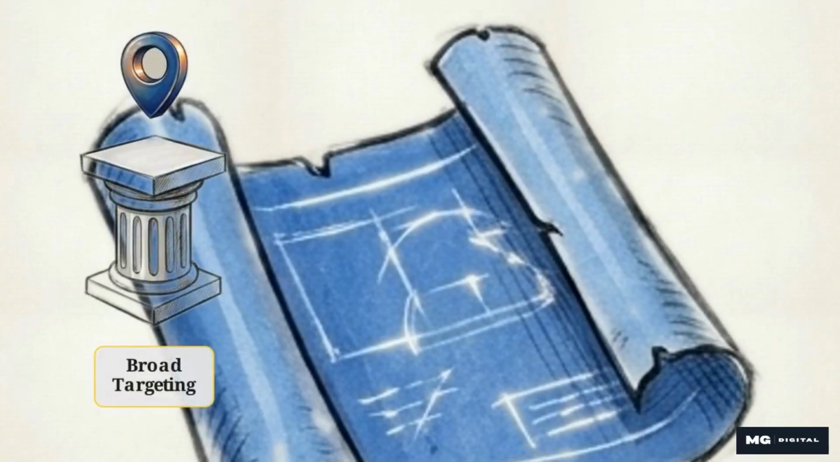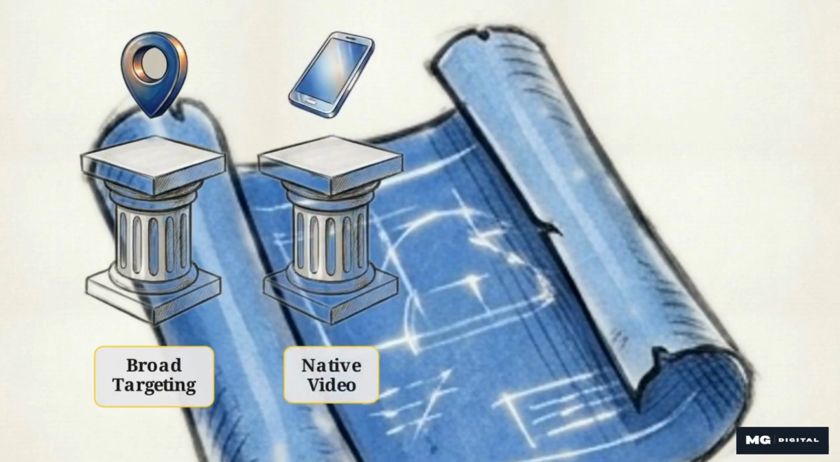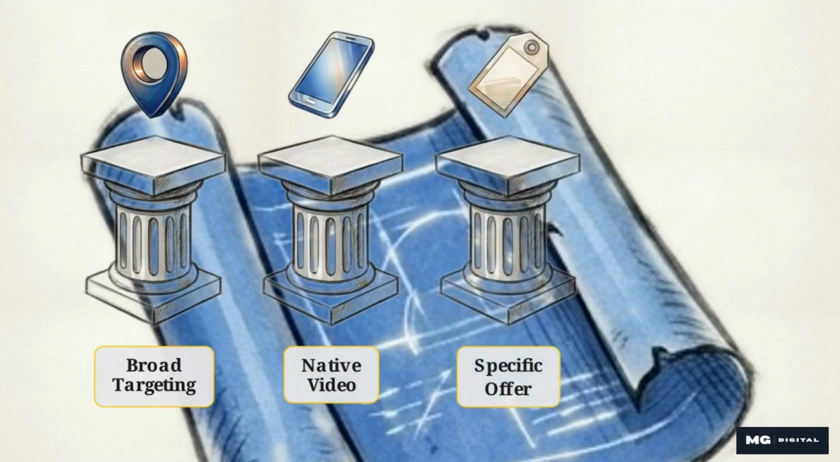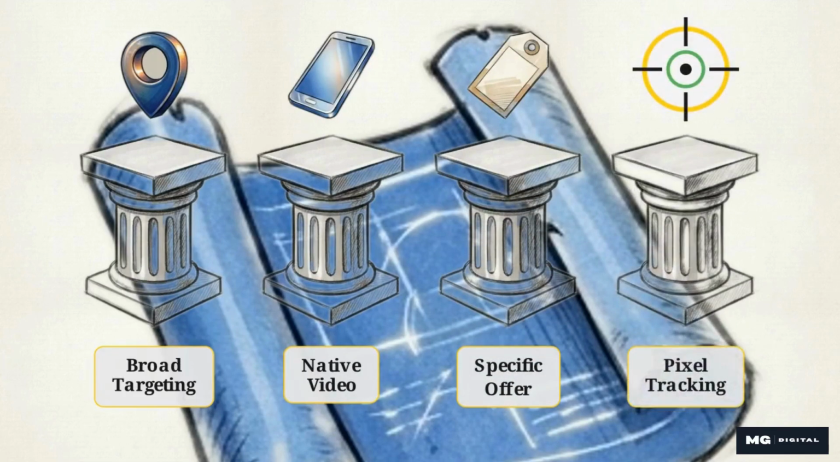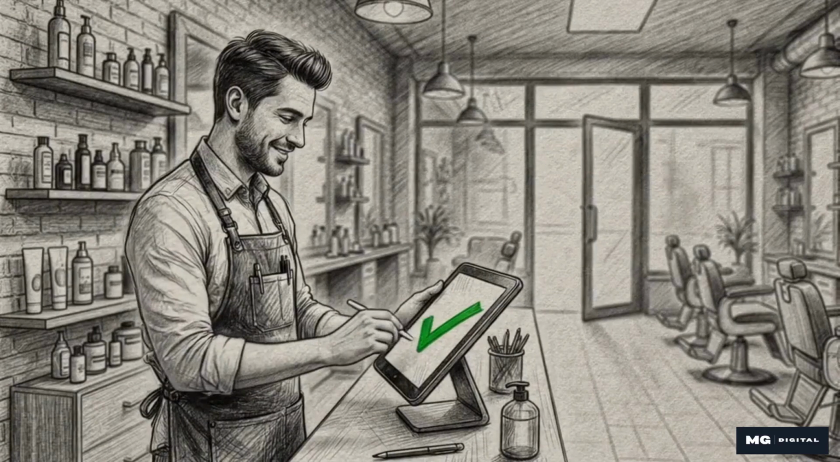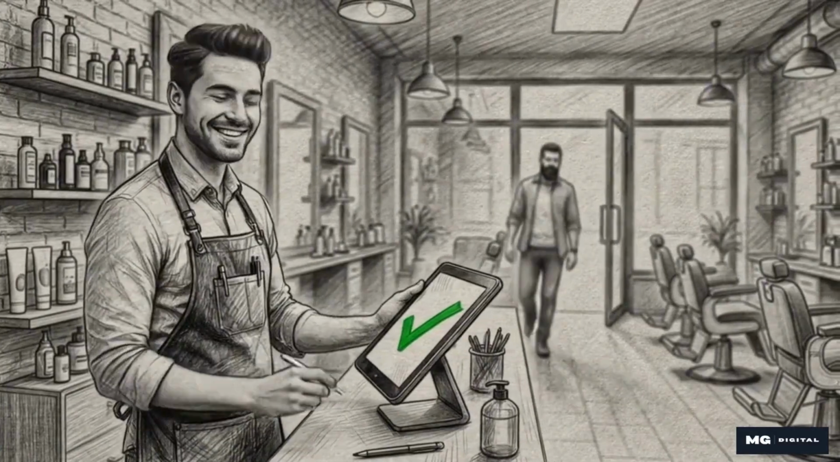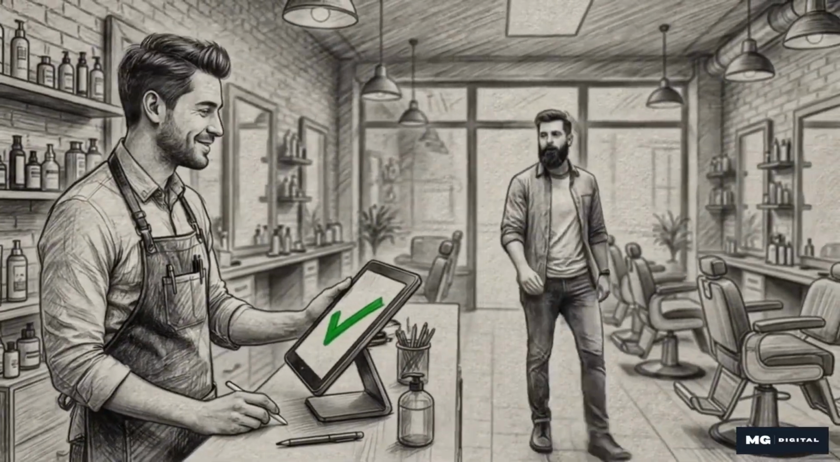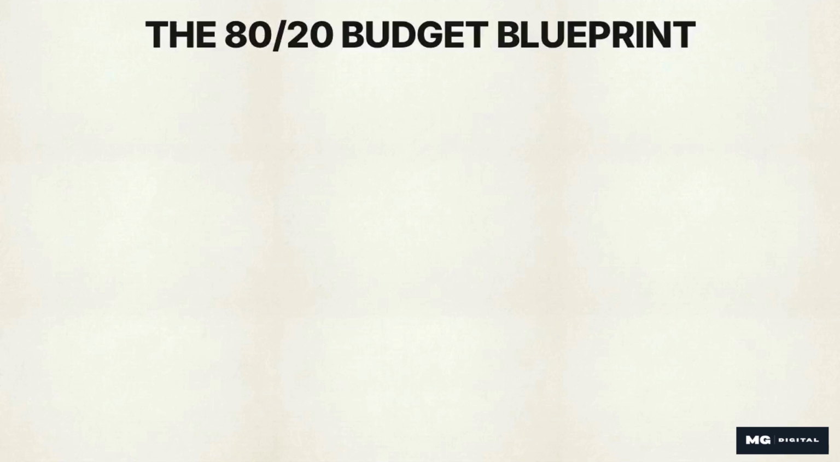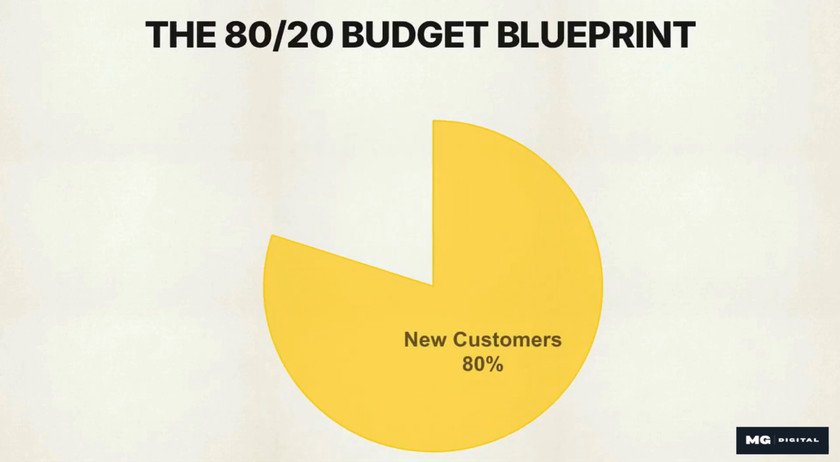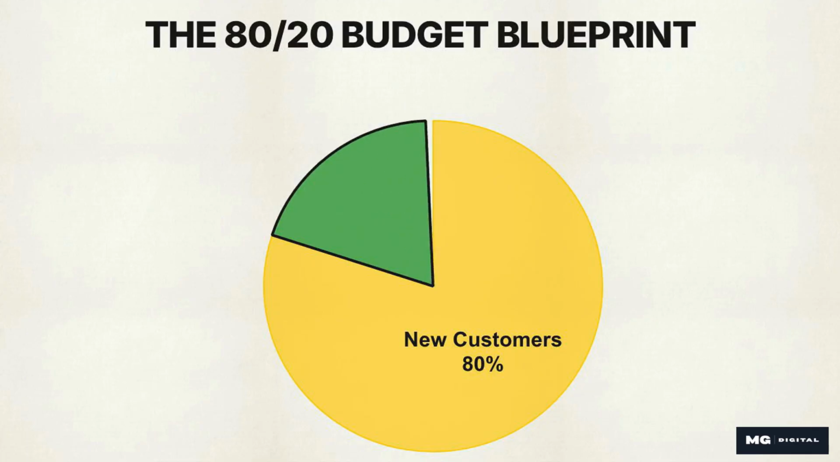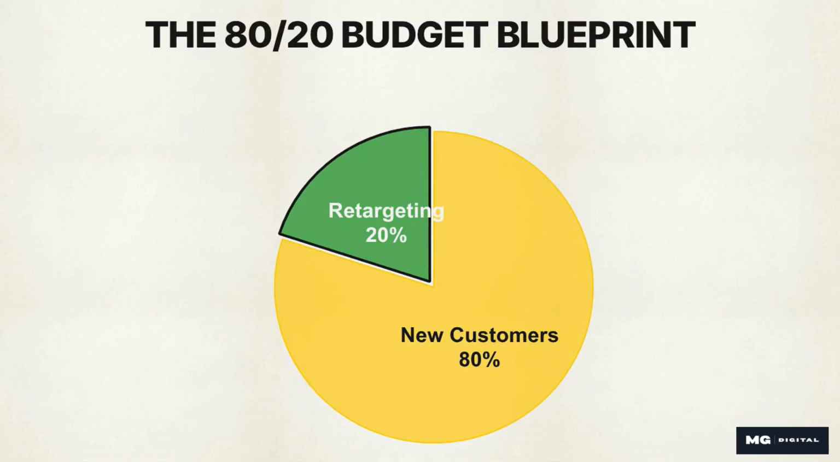Let's review the architecture of your new setup. You are running broad geographic targeting, native video creatives, an irresistible specific offer, and transparent pixel tracking. Once this primary campaign is stable, you can introduce an 80-20 budget allocation rule to scale your business. Looking at this pie chart, 80% of your total budget stays dedicated to that broad campaign for acquiring net new customers. The remaining 20% goes into a retargeting campaign loaded with social proof, capturing users who previously visited your site but didn't purchase.